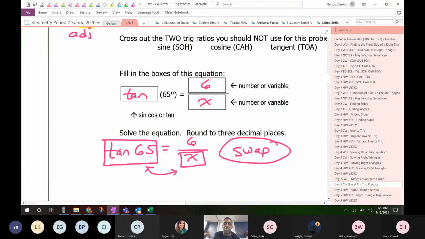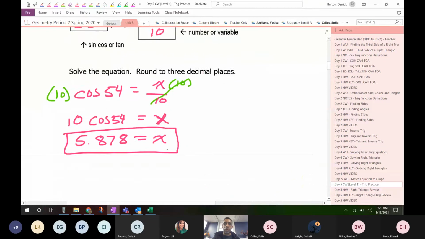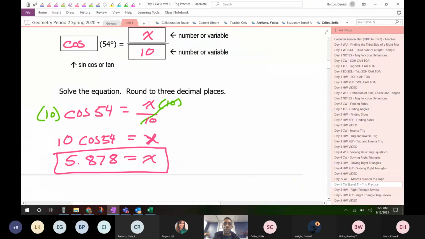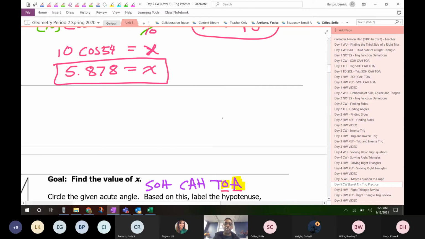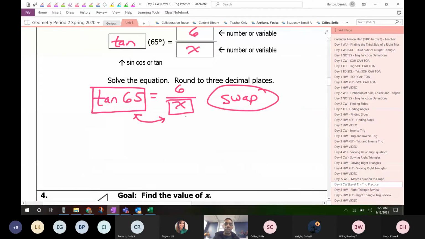So this is the swap situation. Just for the notes here, when the variable is in the top, this is when we multiply. All right, this is a multiply situation, and this is a swap situation. So the x winds up out in the front, and we have 6 over tangent 65.